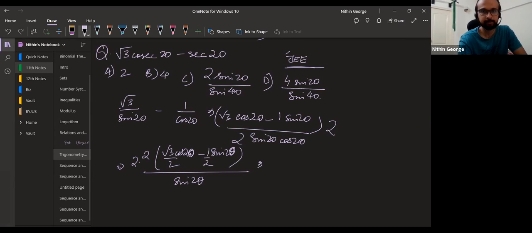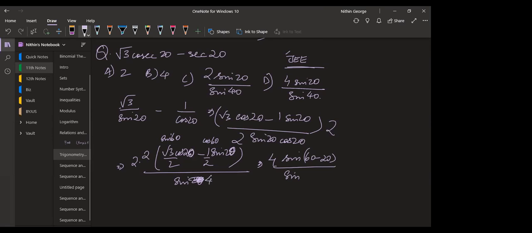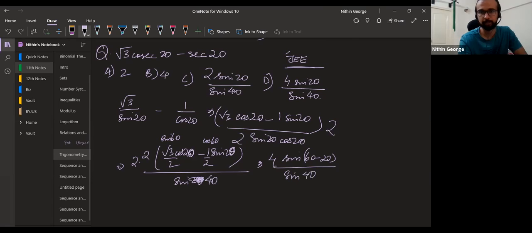And what can I write this as? Is this sine A cos B minus cos A sine B? Sine 60 cos 20 minus cos 60 sine 20. First 2 into 2 is 4. Here it will be sine of A minus B, sine 60 minus 20, divided by, this is not sine 2 theta, this is 2 sine 20 cos 20, which is sine 40. So the denominator is sine 40, the numerator is sine 40. Your answer will be 4.